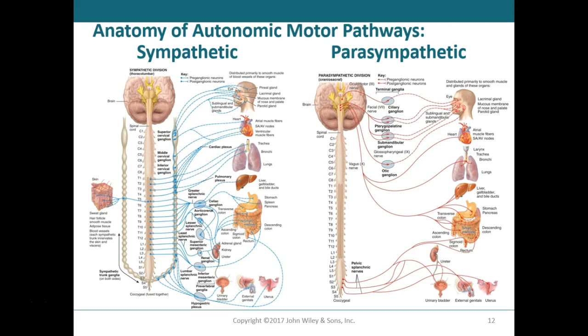And then we have the opposite situation in the parasympathetic nervous system. So the ganglia are located farther away. Okay, so they're out much further away from the spinal cord.